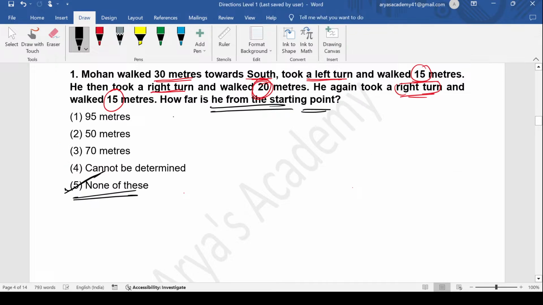You have already heard me read the question, so I directly start from the point. Mohan walked for 30 meters towards south. So Mohan started from certain point. Let us assume that this is the starting point. I am writing it as SP. SP means starting point. And he is moving towards which direction? Towards south. And he has gone for how much? 30 meters.